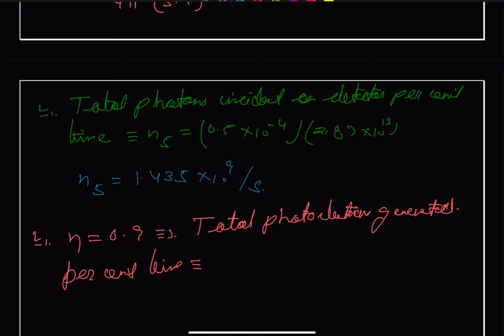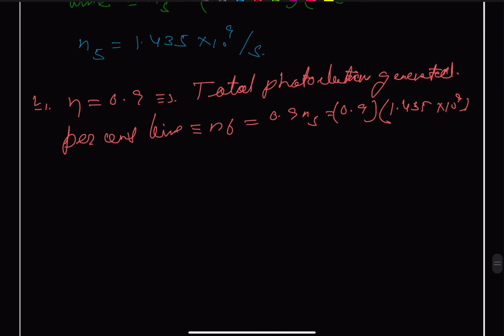Let us call this as our N6, which will be equal to efficiency, 0.9 times N5, and this comes as 0.9 times 1.435 into 10 to the power 9. So we get the value of N6 will be equal to 1.2915 into 10 to the power 9 per second.